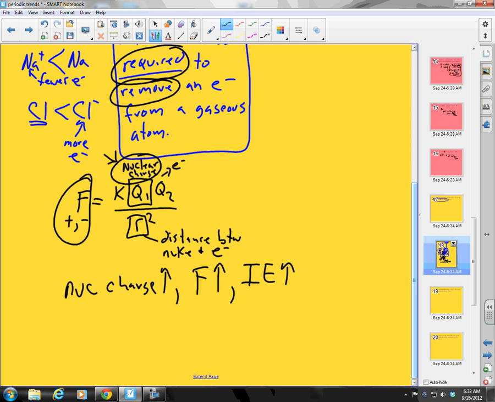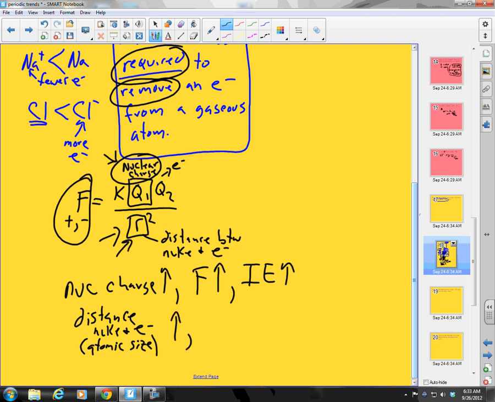Good. What about my distance? What effect does that have? My distance could be thought of as the distance between my nucleus and the electron. What's another way to think about that? Atomic size. Really, we're thinking about our atomic size, because as my atomic size gets smaller, the distance between my nucleus and electron gets smaller. So, if my distance increases, if I get a bigger atom, what happens to my force?